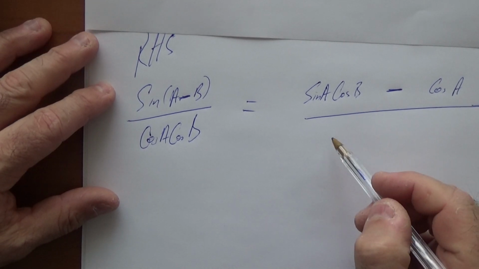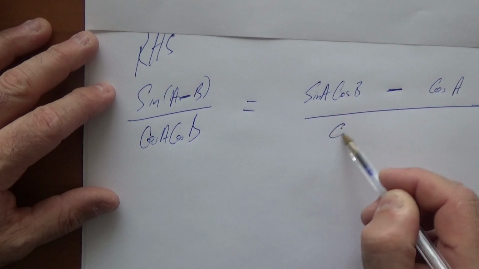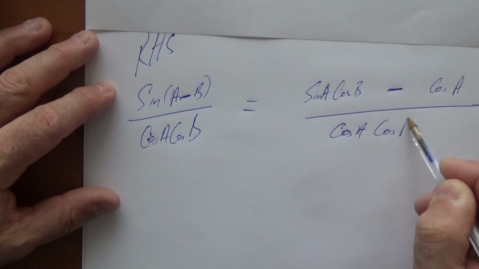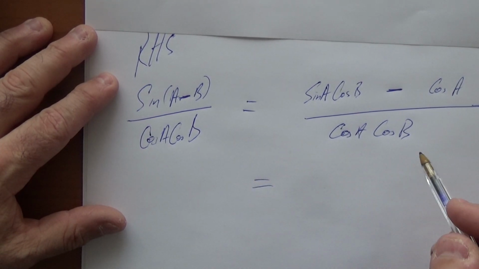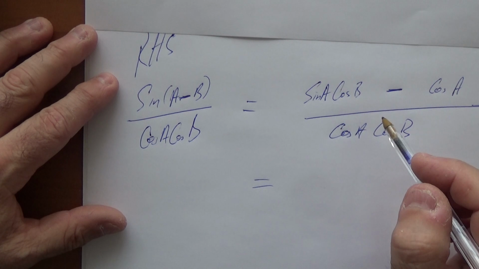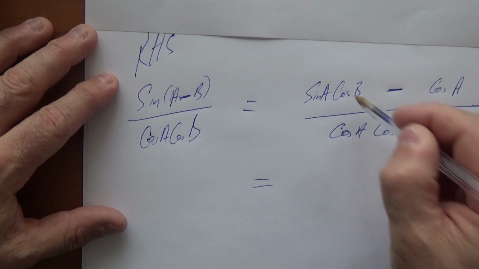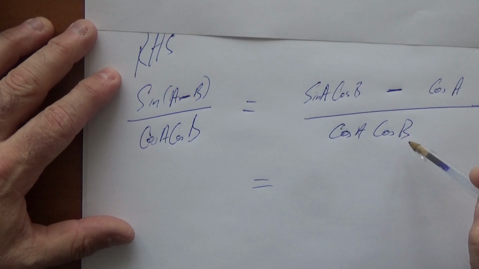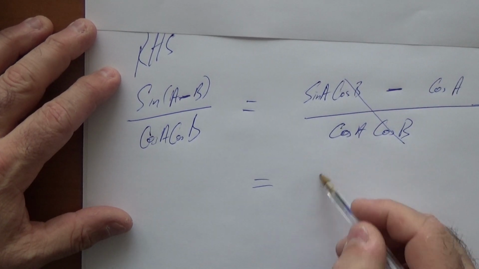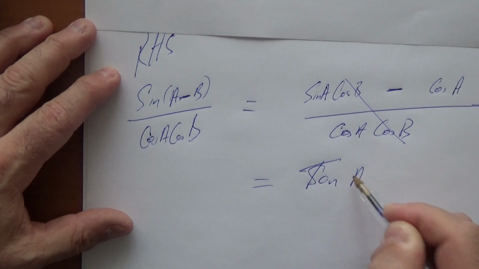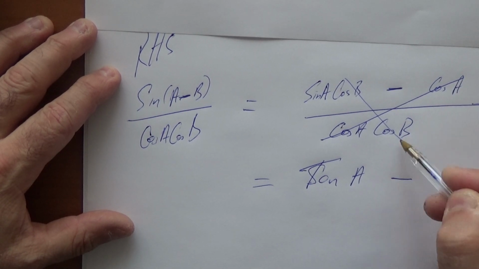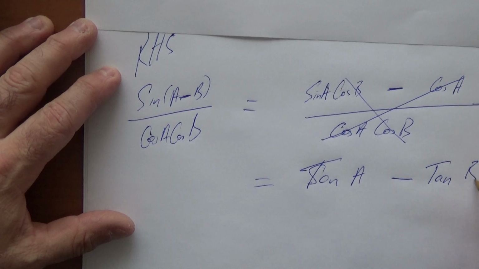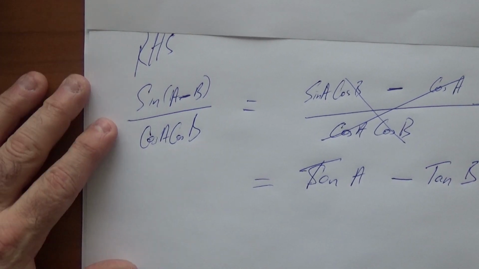Okay, now moving along to the denominator, we have this. So the denominator can distribute. Let me be a bit cheeky here and say that cancels with that to give us the tan of A, and furthermore, that cancels with that to give us minus the tan of B.